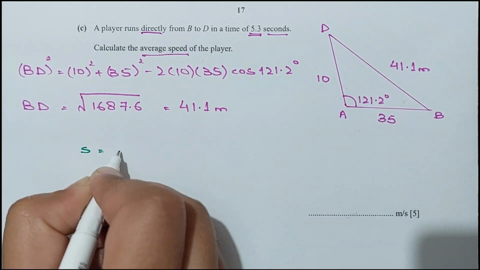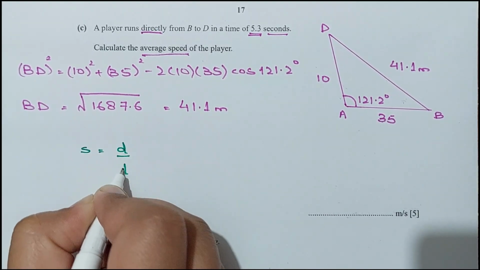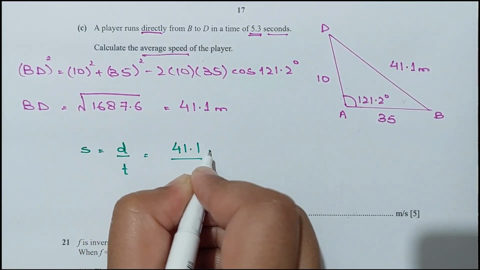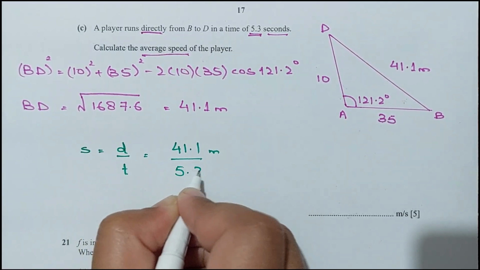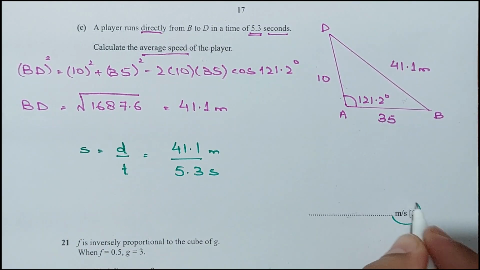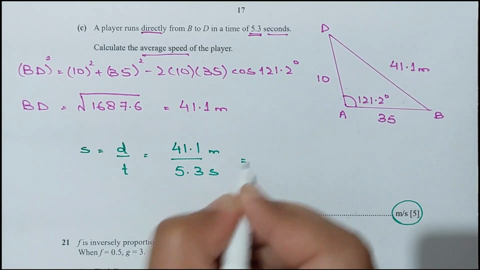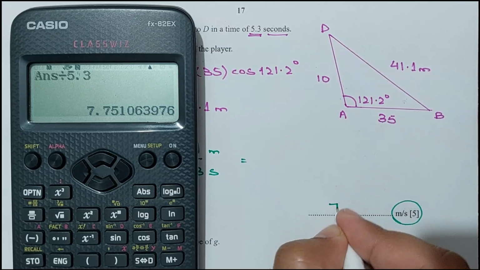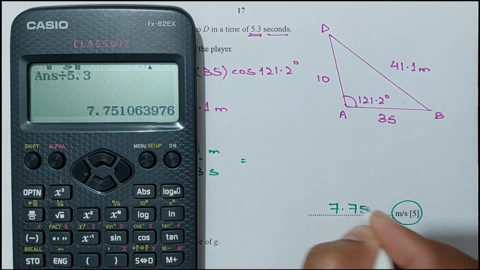As we know, speed is total distance traveled over total time taken. The total distance traveled is 41.1 meters and the total time taken is 5.3 seconds, and we have to find the answer in meters per second. So just simplify, this divided by 5.3. So 7.75 meters per second is the average speed of the player.